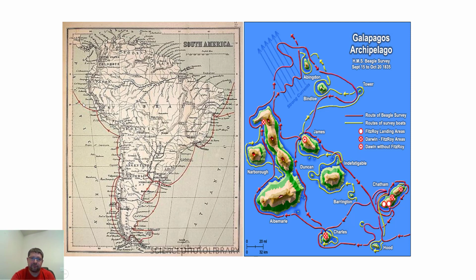A few ports on this side, and then the Galapagos Islands. So they visited quite a few Galapagos Islands. They didn't get them all. But they made it to quite a few Galapagos Islands. And again, like I said, Charles Darwin is most famous for the Galapagos Islands, but he literally only spent roughly 30 days in the Galapagos Islands.